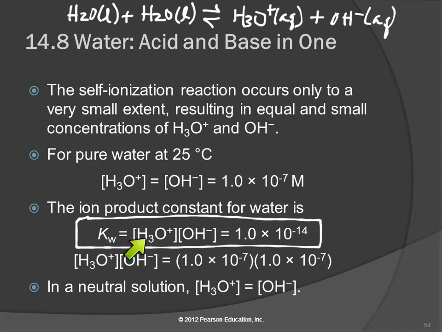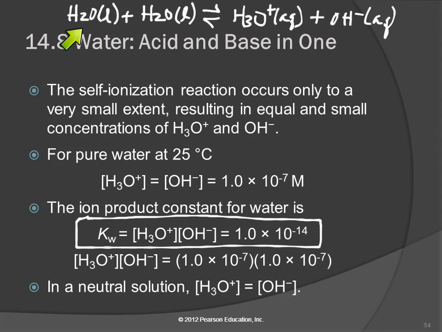It's the concentration of hydronium ion times the concentration of hydroxide ion. And it's a constant. It's always 1.0 times 10 to the minus 14. And they determined that experimentally. It seems like kind of a nice roundish number, but it is what it is. Not all the numbers that we find are crazy complicated numbers.